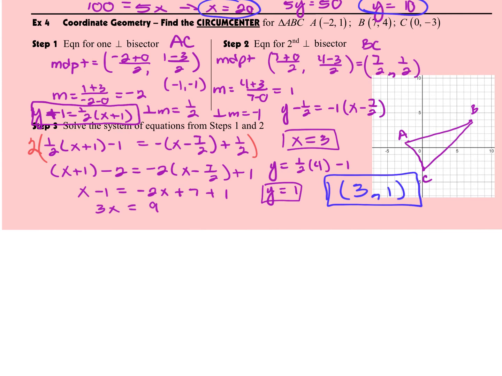So what I want you to do before class is spend some time making sure that you understand all these steps, that this process is readable, that you understand how to get the equations for each of these and solve the systems, and jot down any other questions you might have.